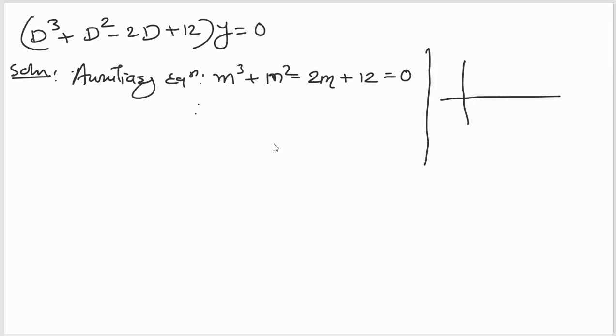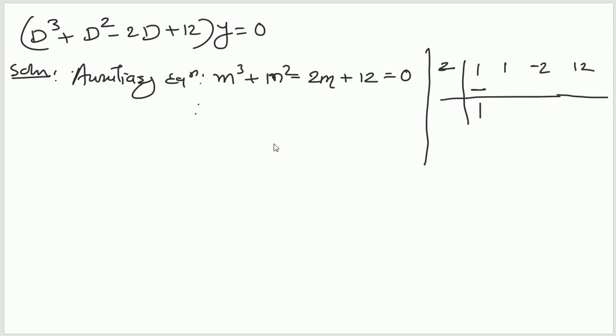The coefficient of m cube is 1, then 1, the coefficient of m square, then the coefficient of m is minus 2, and the coefficient of m raised to 0, that is the constant term, is 12. Now we have to guess a root here. Let's start with 2. Suppose 2 is a root. We don't know right now whether 2 is a root or not.